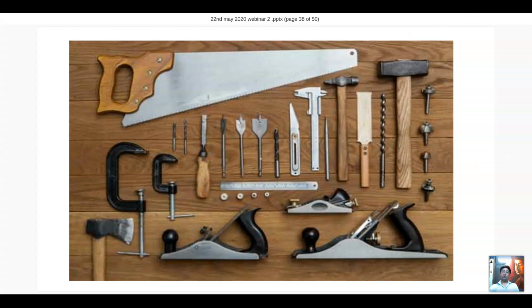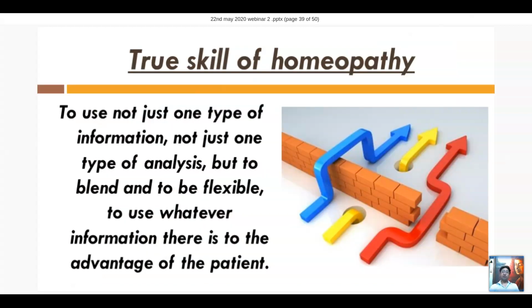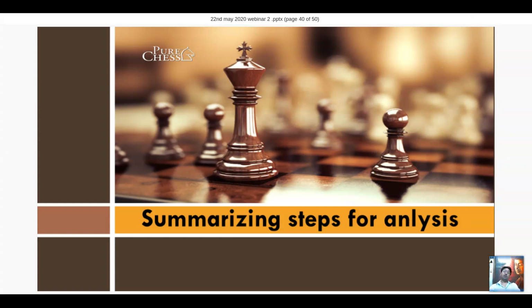So what we have discussed in the past is that we will be like a carpenter with all our tools, so that we can use them accordingly, right? Not just having a hammer, so that everything seems like a nail to us. For me, homeopathy is to use not just one type of information, or one type of analysis, but to blend and to be flexible, to use whatever information is there for the advantage of the patient. This is very important. Now we summarize everything we discussed today.